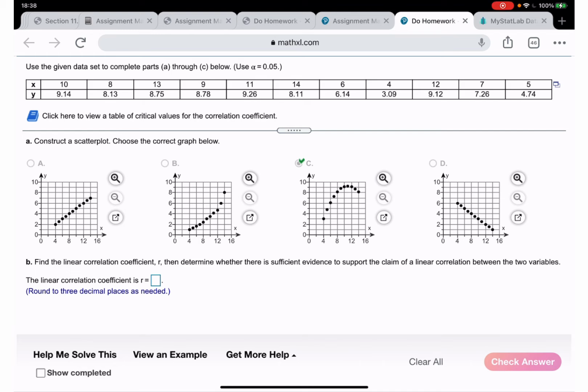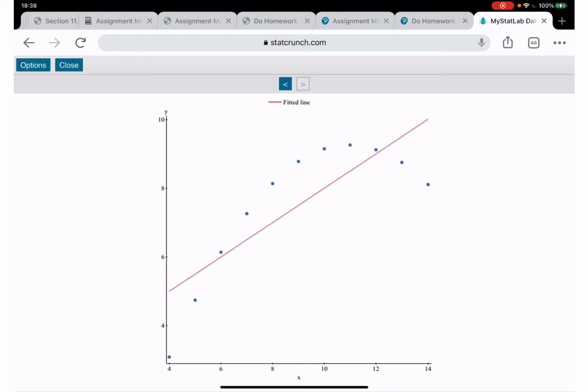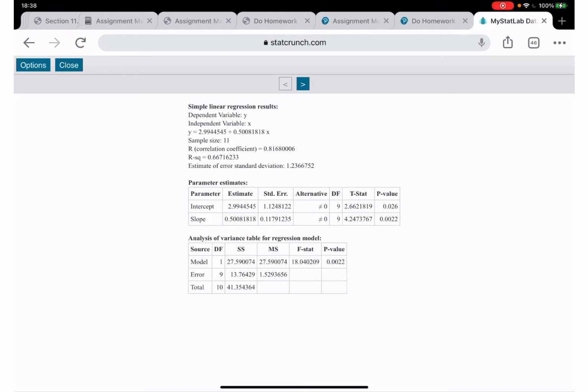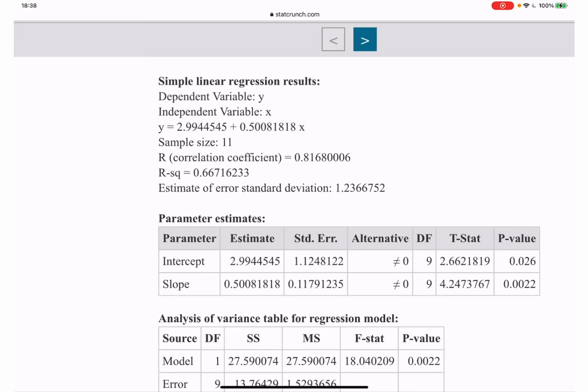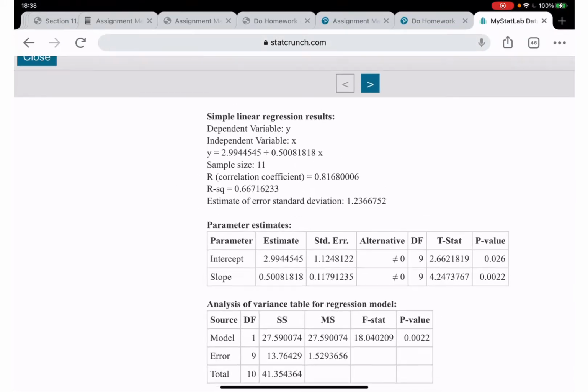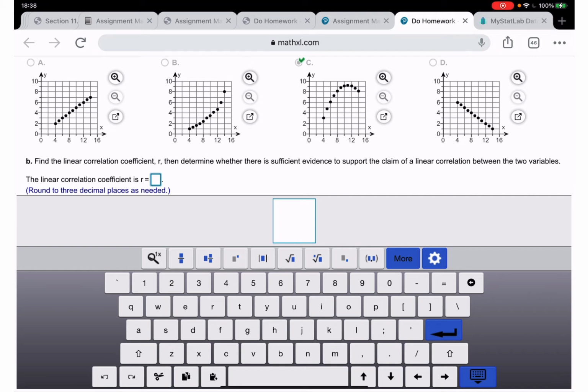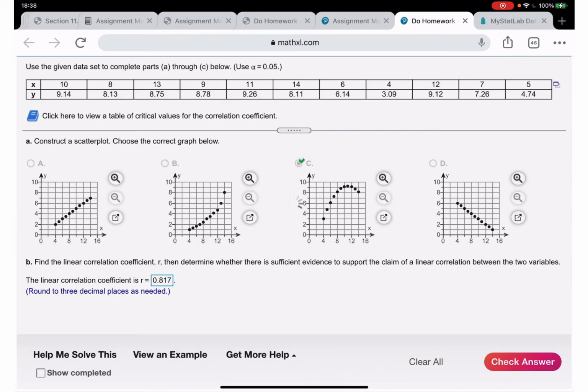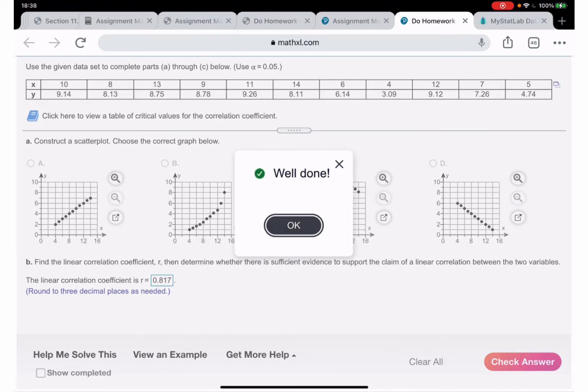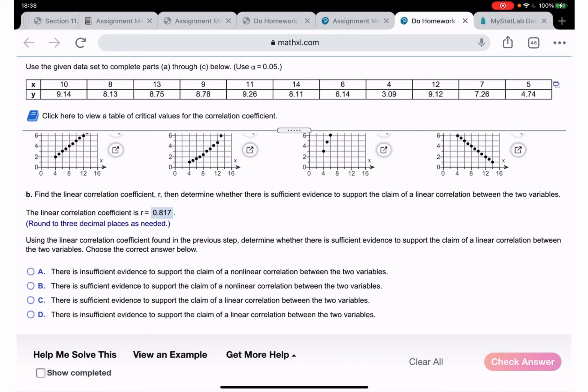R, the linear correlation coefficient. Going back here. The correlation coefficient is negative 81, oh no, positive 0.817. Zero point 817. Nice work. Okay, well done. Do we have anything else?